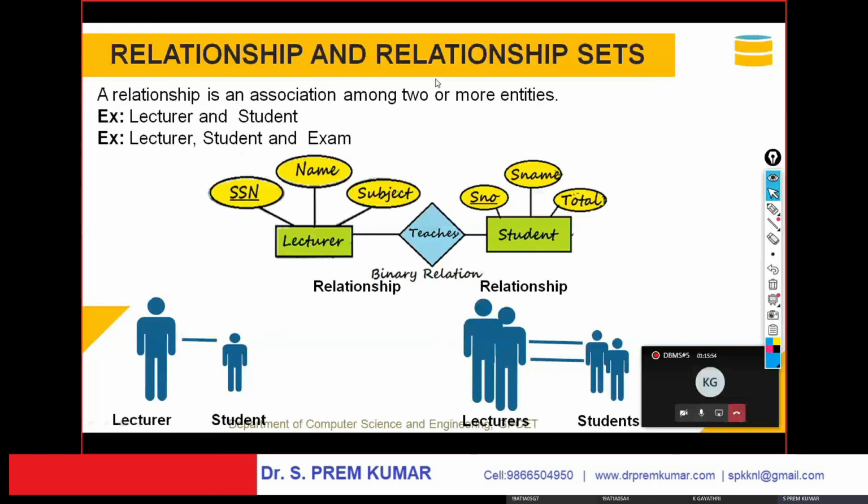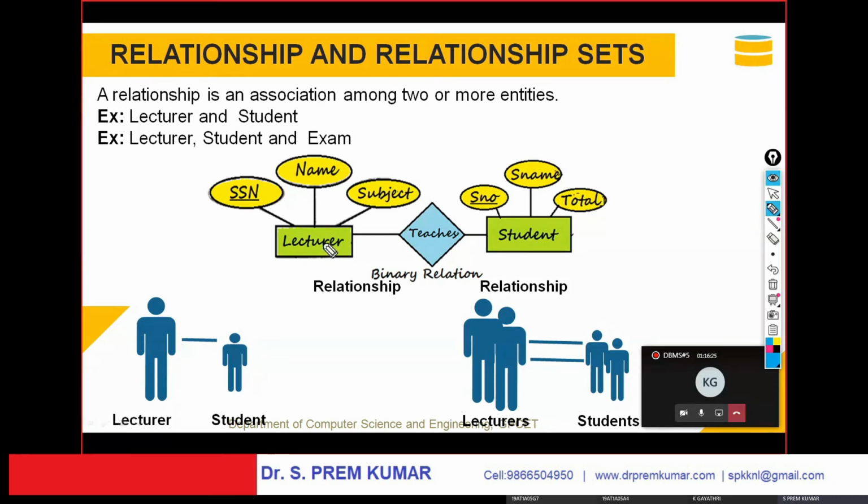Relationship and relationship set. Let us have the discussion on relationship and relationship set. For example, a lecturer is an entity. He is identified by lecturer number, name, and the subject he is teaching. Student is an entity. Student is identified by student number, name, and total.